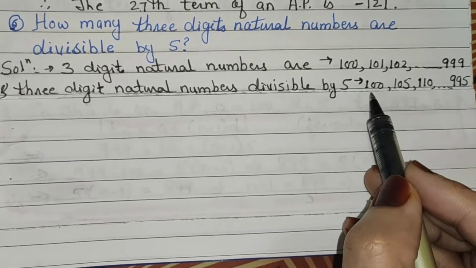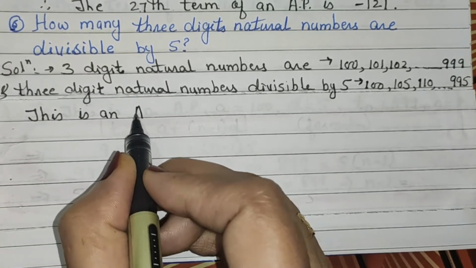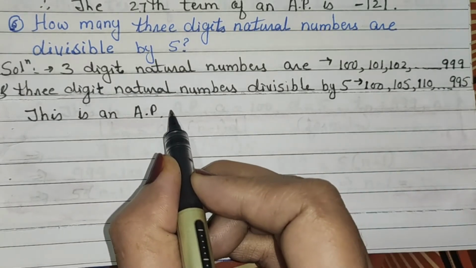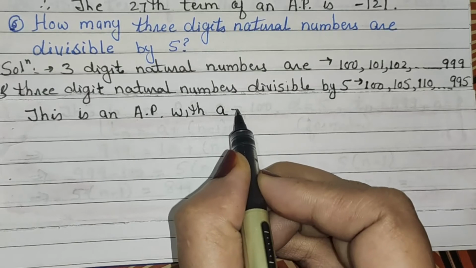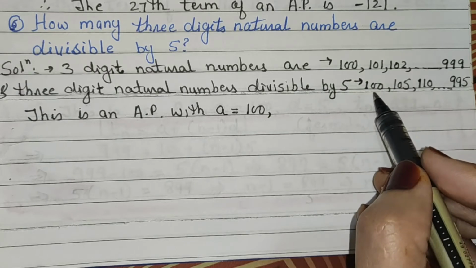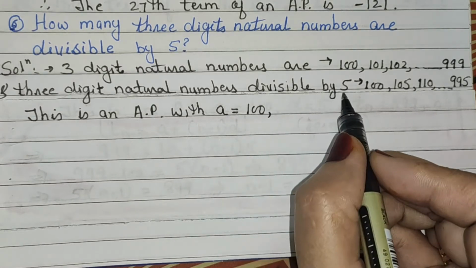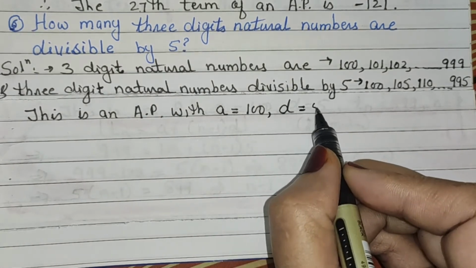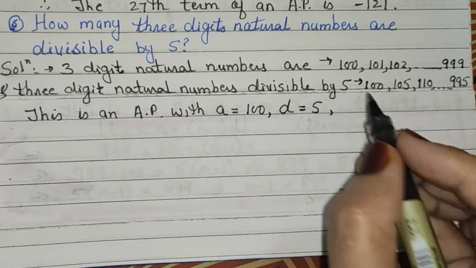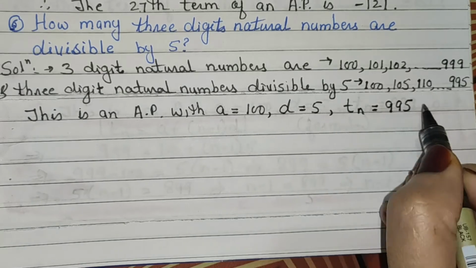Now this is an AP. Write down here. This is an AP with first term. Now the first term here is 100. A is equal to 100, and the common difference means 105 minus 100 and 110 minus 105, we get 5. It is divisible by 5. Therefore, the value of D common difference is 5. And look at the sequence here. The last term is 995. Therefore, it is the value of Tn. Tn is equal to 995.